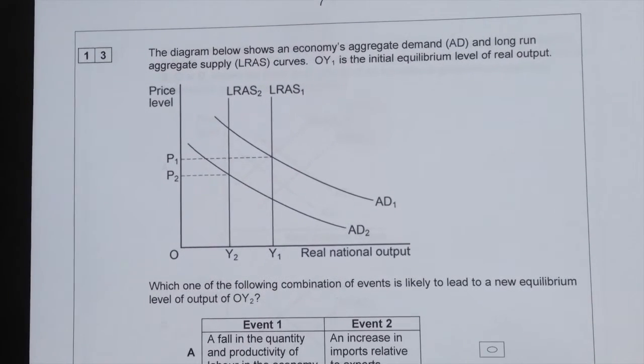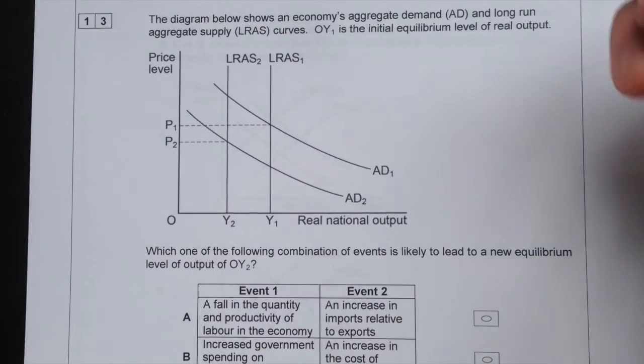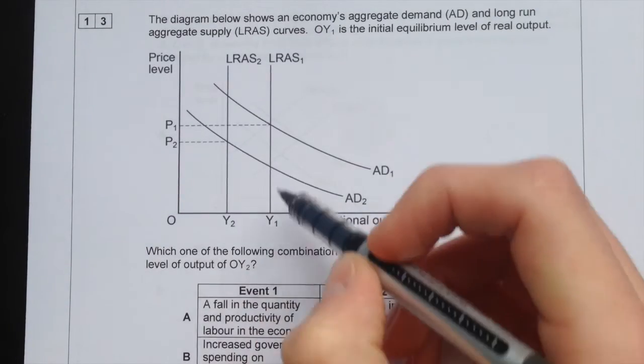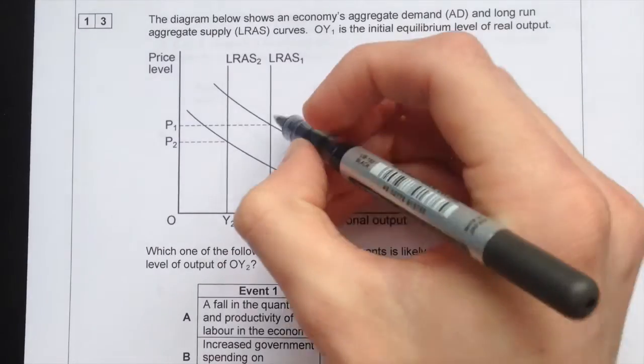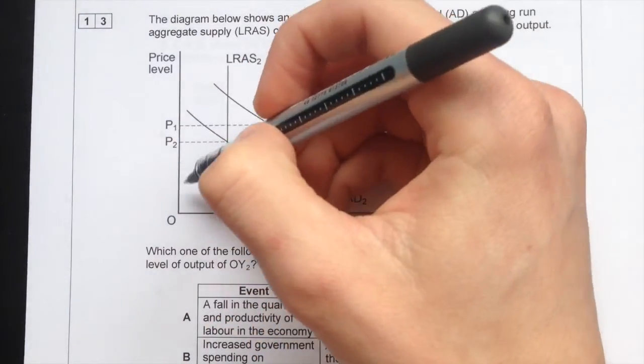So now we've got question 13. The diagram below shows an economy's aggregate demand and long-run aggregate supply curves. OY is the initial equilibrium of real output. So our initial equilibrium is here, OY of output at a price level of P1.